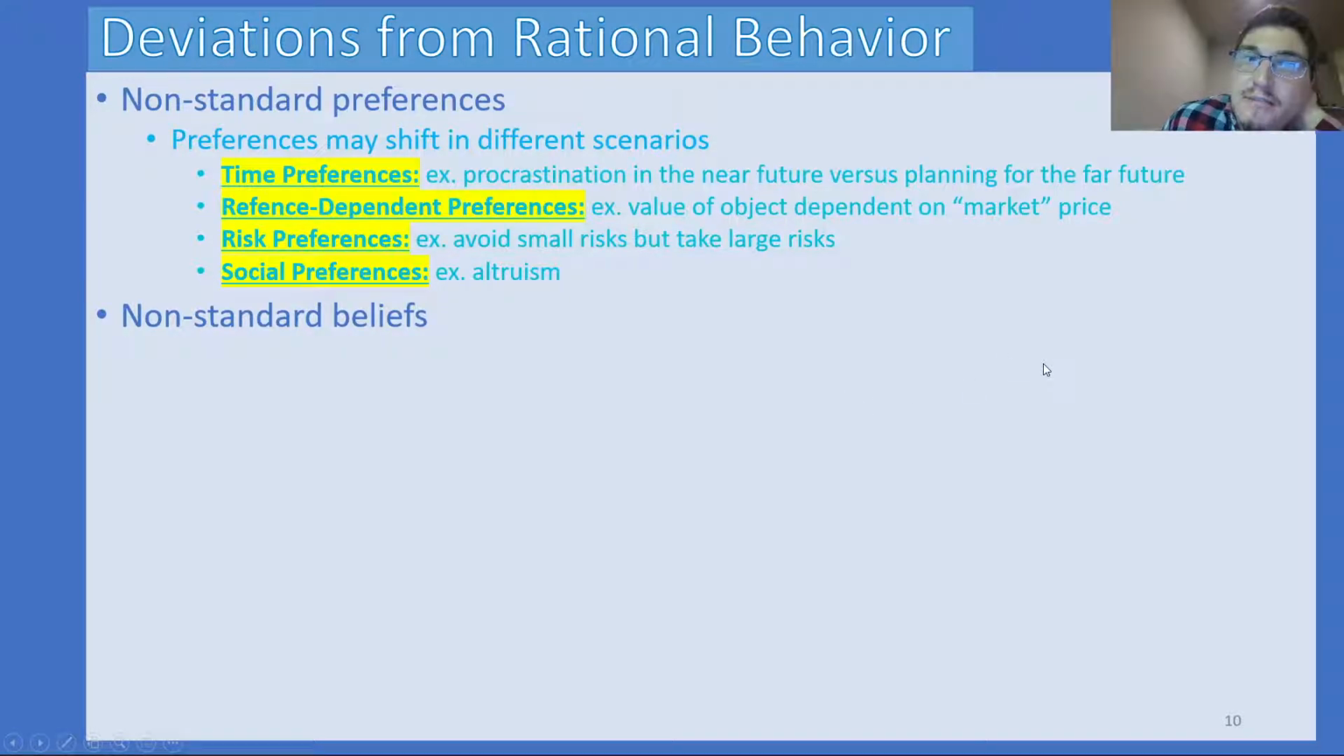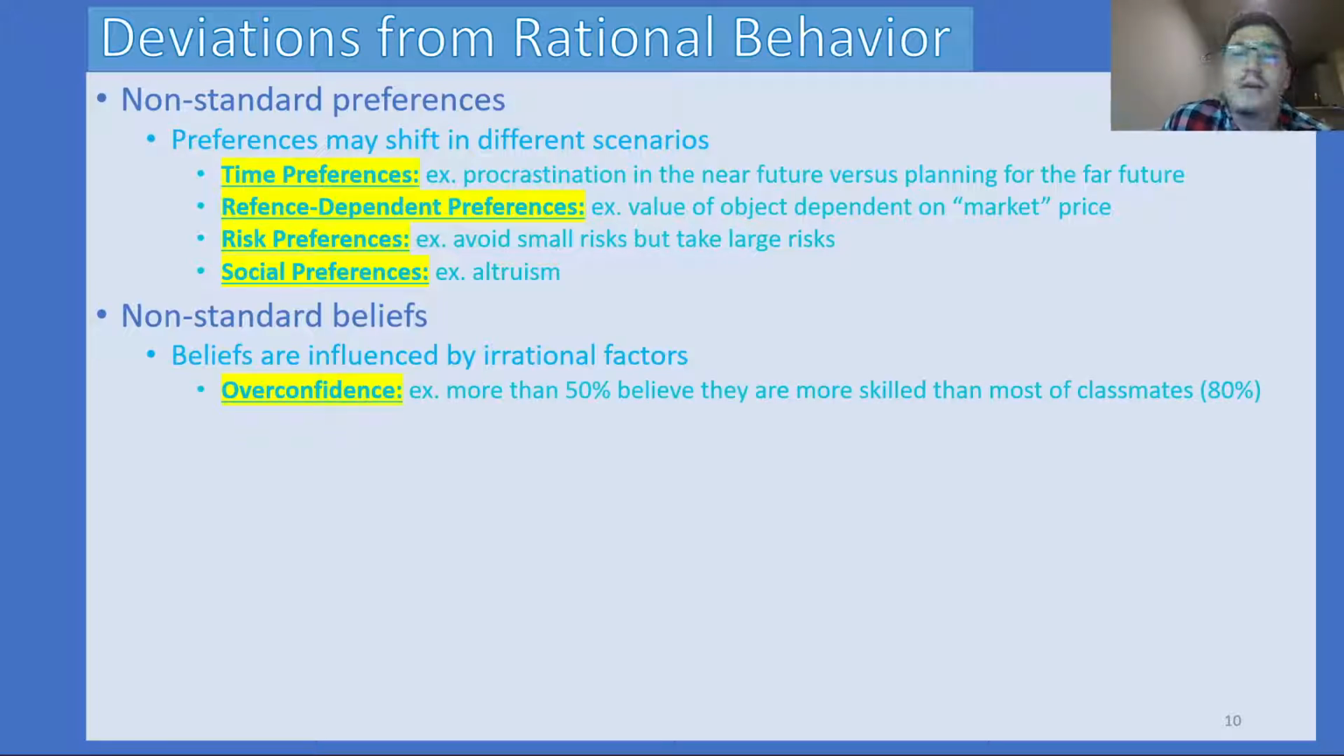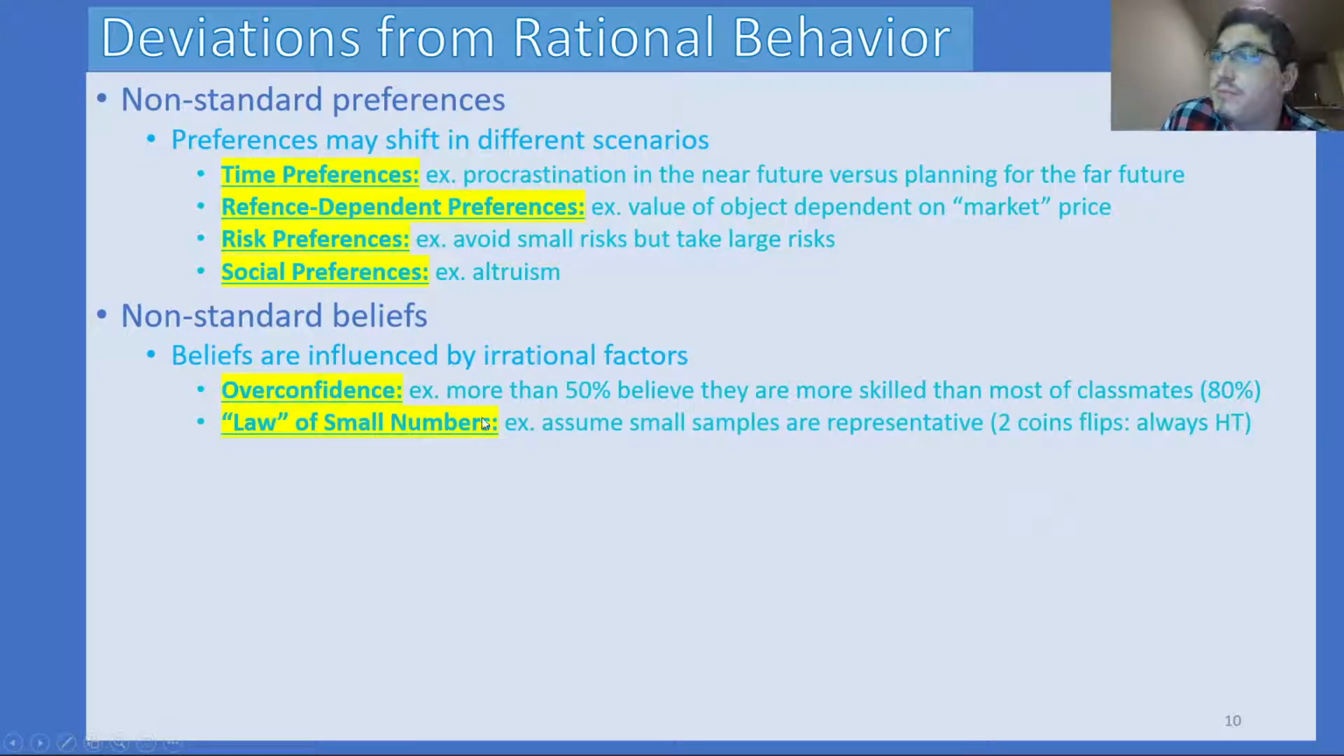Then we have non-standard beliefs. My beliefs in the probability of some states of the world occurring are influenced by irrational factors. They're not totally rational. I could be overconfident. I could believe that I'm more skilled than everyone else. Usually what we see when we do surveys in a classroom is that more than 50% of the classroom believe they're more skilled than most of their classmates. Usually it's about 80%. It's something pretty ridiculous that 80% believe they're in the top 50th percentile, which, okay, can't be true. And when you're overconfident, you make some poor choices.